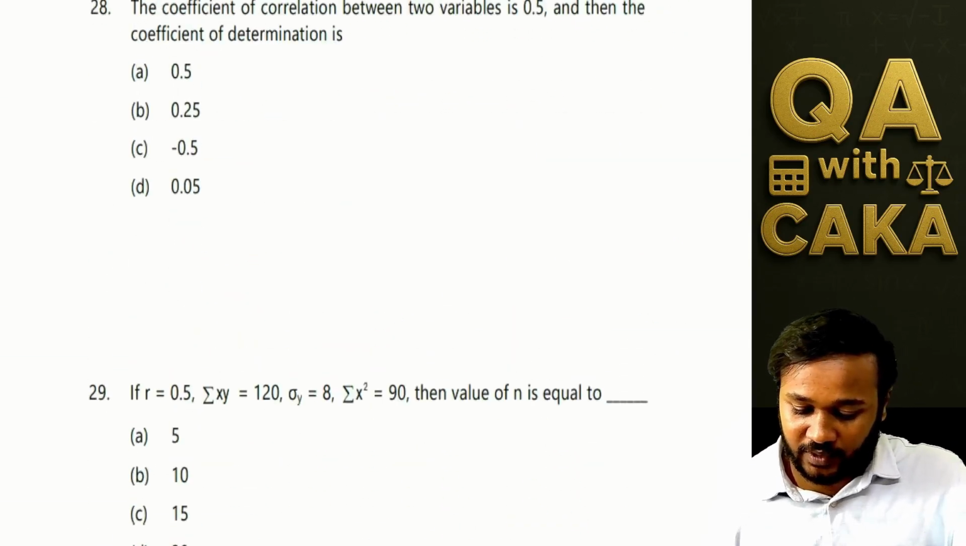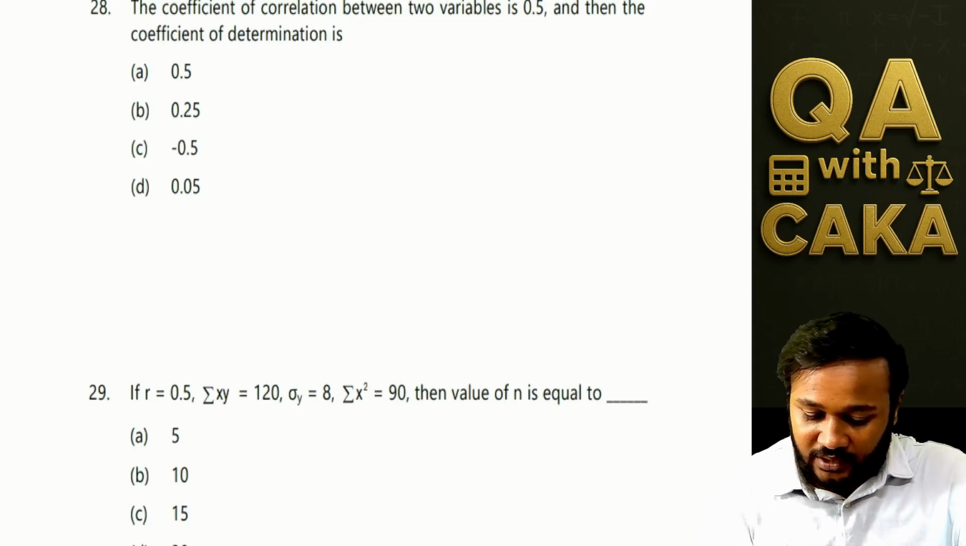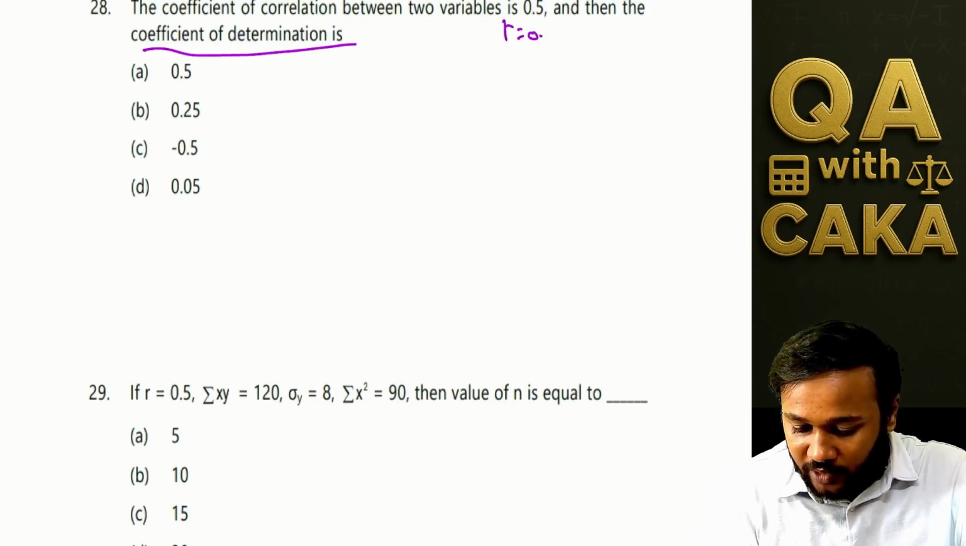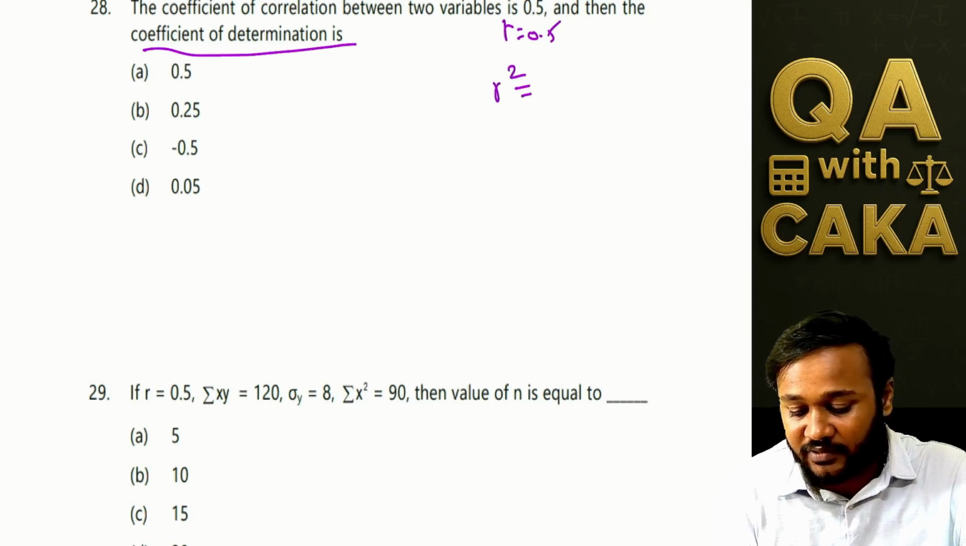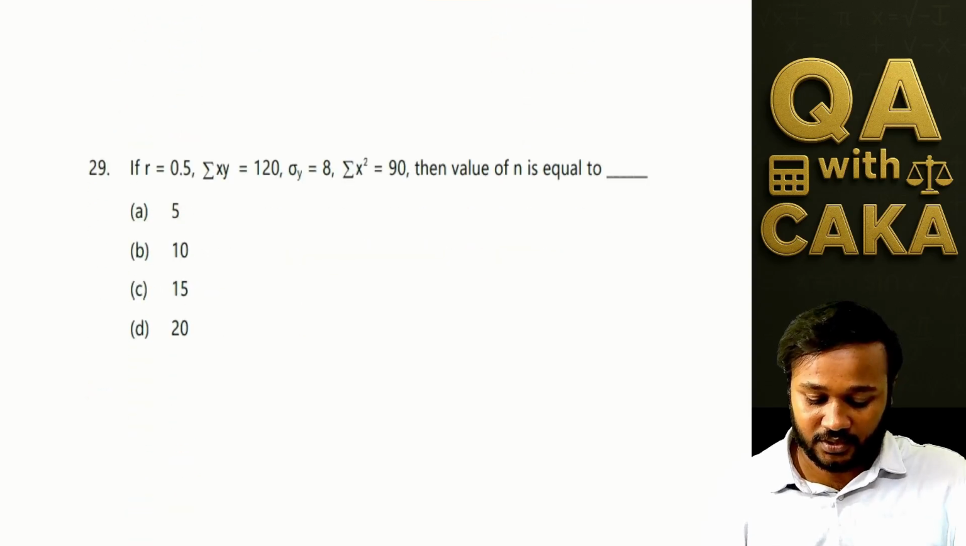The coefficient of correlation between two variables is 0.5, and then the coefficient of determination. So r is equal to 0.5. Coefficient of determination is nothing but r square, which is 0.5 square, which is 0.25. Option B is your right answer.